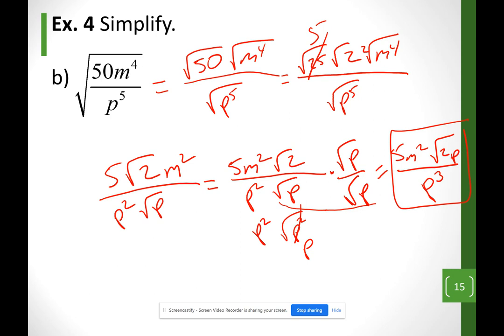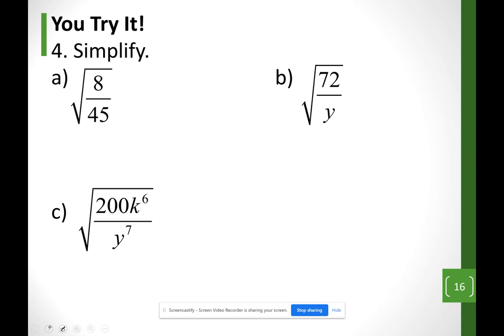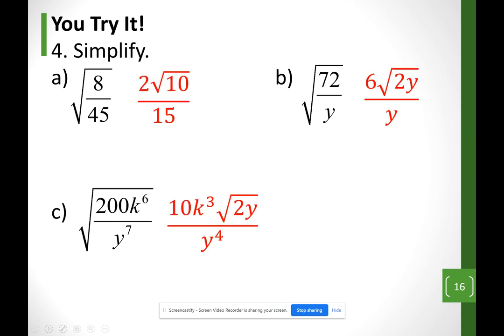All right, we're going to have a few more examples like these. So now let's see. This is for you guys to try at home. And these are the answers.